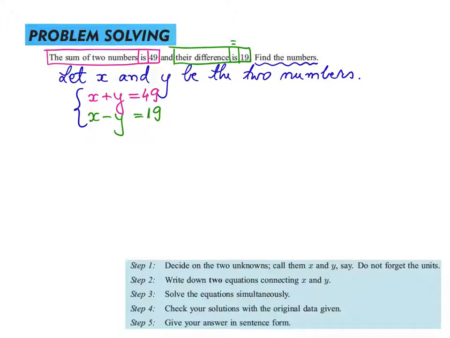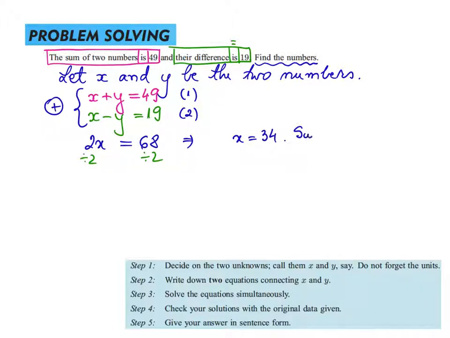And I can use either substitution or elimination. In this case, I think it's easier to use elimination, because I can add the two equations. As you see, I have one plus y and then minus y. So when I'm going to add them, y will cancel. Y minus y will give me 0. So if I add the two equations, I get 2x equals 49 plus 19 is 68. I can divide both sides by 2. Therefore, if I divide both sides by 2, I will get x equals 34.